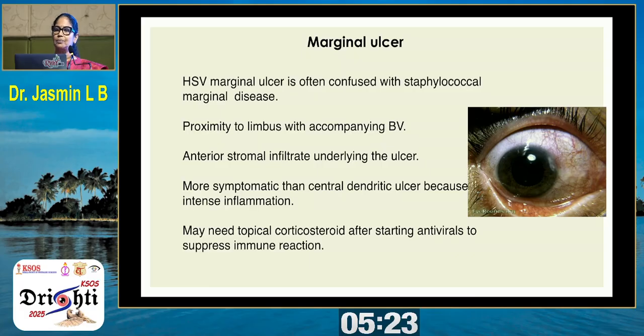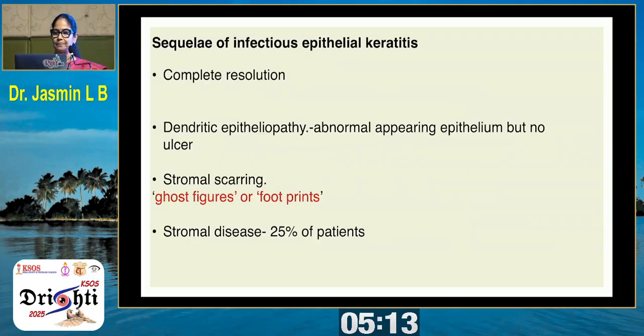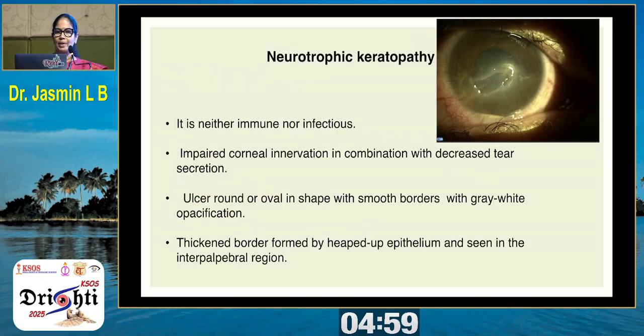Another condition is marginal ulcer. It is usually confused with staphylococcal marginal disease. It is more symptomatic and may need topical corticosteroid. It can cause complete resolution, can cause dendritic epitheliopathy, and stromal scarring like ghost figures and footprints. And 25% can progress to stromal disease.